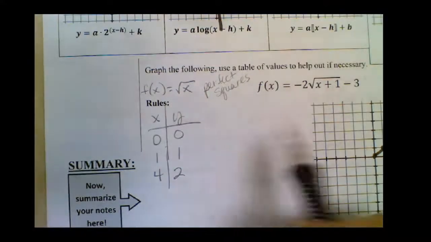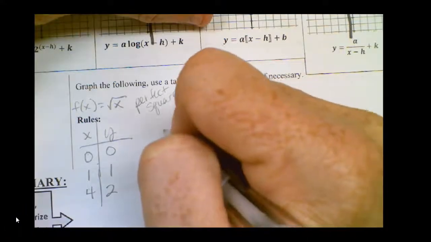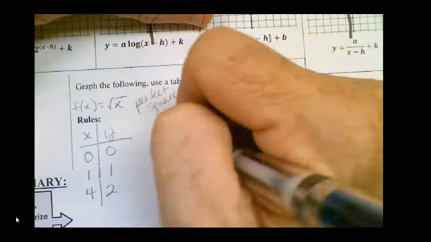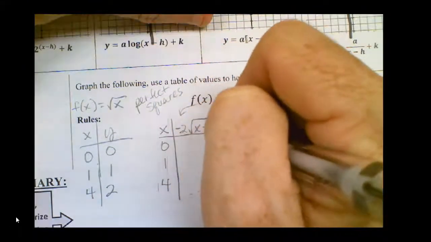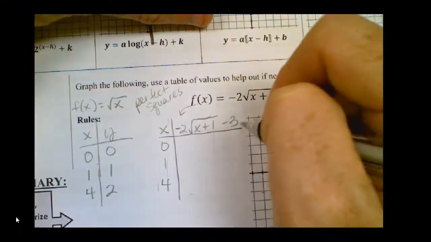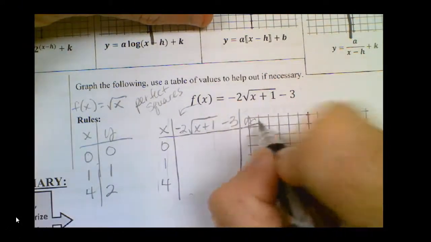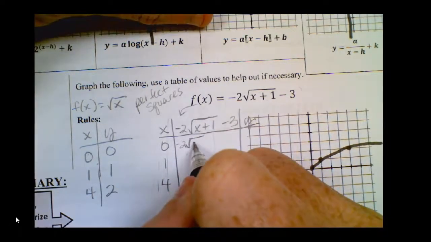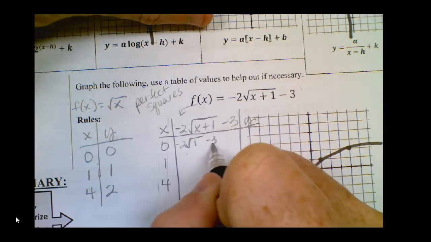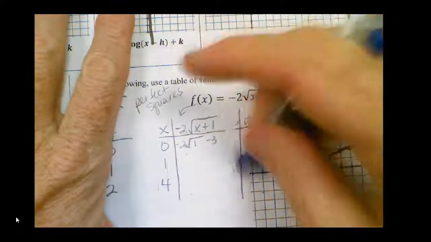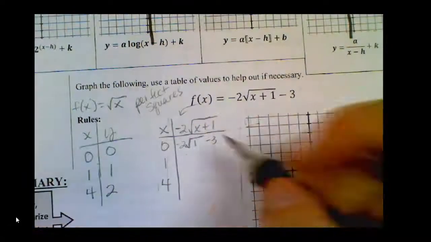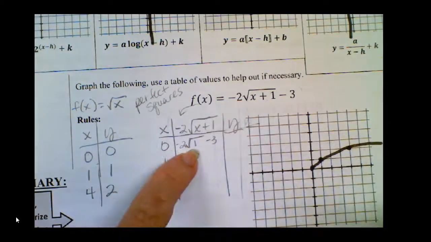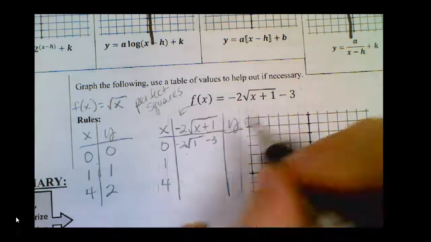So now I'm going to adjust those a little bit. I'm going to use my same inputs of 0, 1, and 4, and give myself a little room to work there with negative 2 square root of x plus 1, minus 3, and see what my outputs are over here. For 0, I've got negative 2 times the square root of 0 plus 1, which would be 1, minus 3. So that's going to give me an output of, square root of 1 is 1, times negative 2 is negative 2, minus 3 is negative 5.